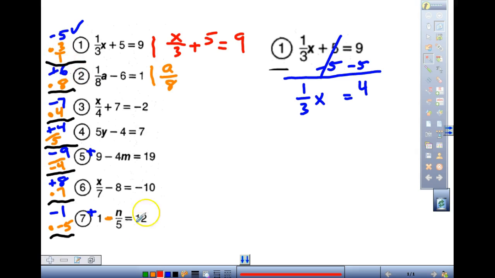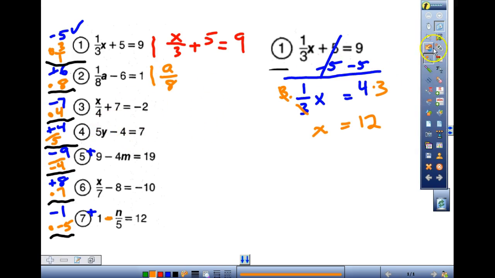And then I'm going to multiply by 3 over 1, or just 3. You do that to both sides, and then you can see the 3's cancel out, and you get x equals 12. And just continue on. I want to do, oh, number 4. Let's look at number 4 because it comes out to a fraction.